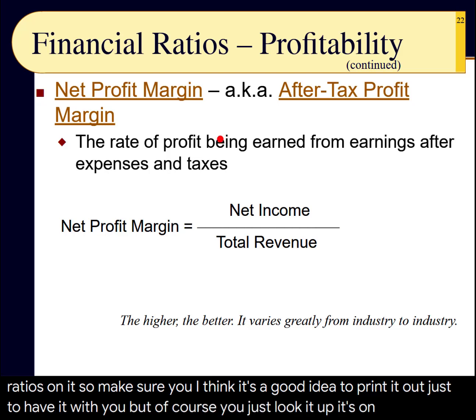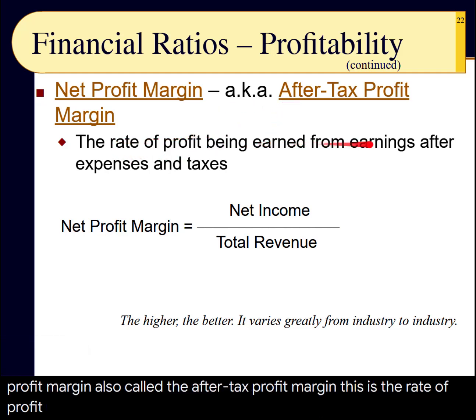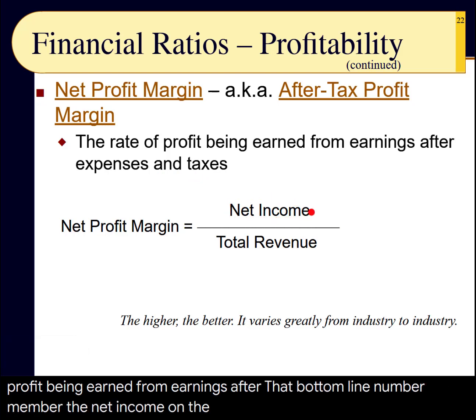It's online. The net profit margin, also called the after-tax profit margin. This is the rate of profit being earned from earnings after expenses and taxes. So there's that bottom line number. Remember the net income on the income statement? Divided by the top line number, the total revenue.